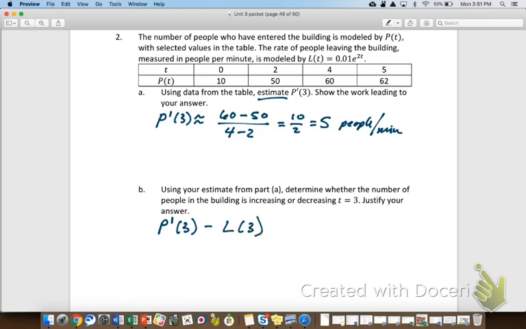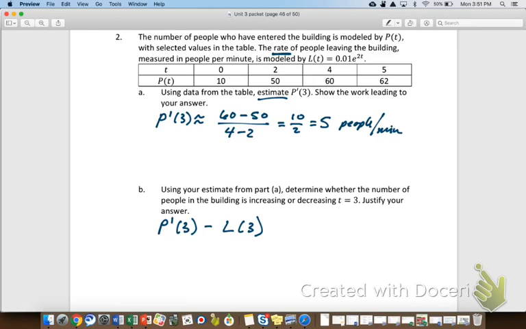And this might be a little bit tricky. You might wonder why we did the derivative of P but not the derivative of L. And it really comes down to what these two expressions are. P is measuring the number of people that have entered the building. So to find the rate of that, we need to do P prime. L, however, is already a rate. It's the rate at which people are leaving the building, measured in people per minute. And so that's why I need P prime of 3 minus just L of 3.